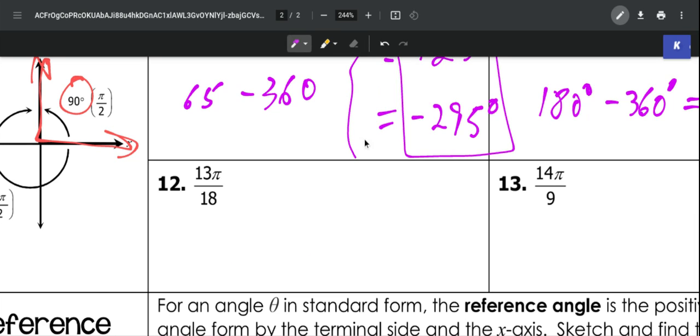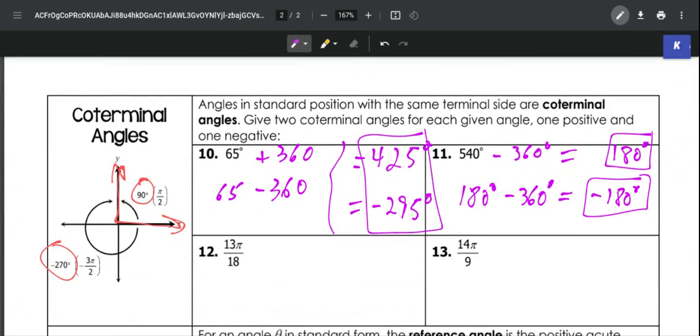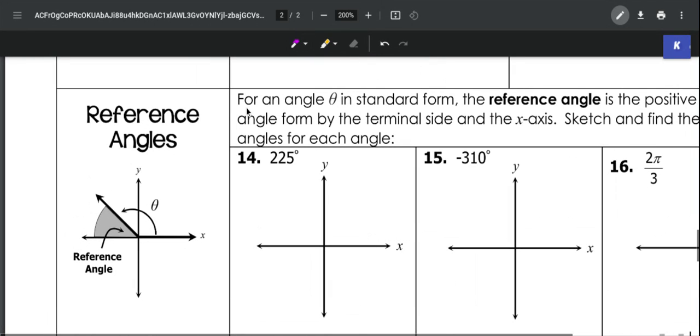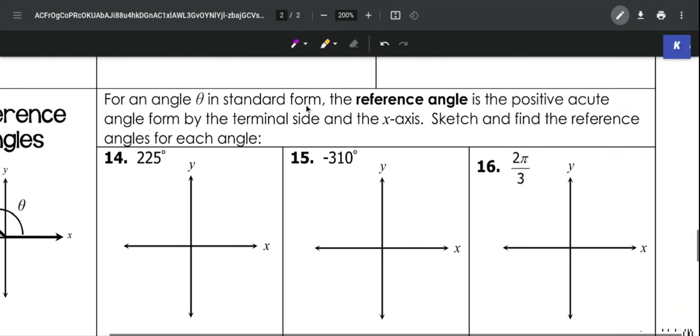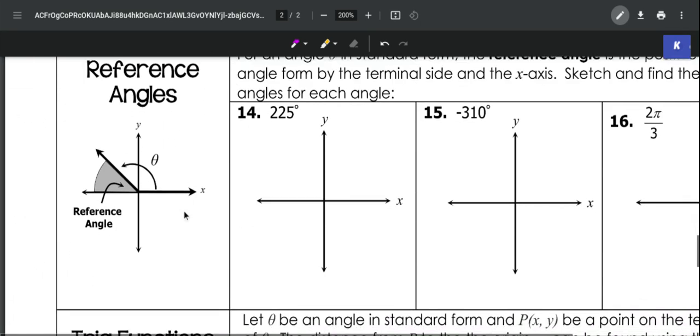So that's coterminal angles. And I'm going to try to go back over this in class because I know it may be a little bit confusing. Next, we have a reference angle. So for an angle theta in standard form, the reference angle is the positive acute angle formed by the terminal side and the x-axis. So if we go over here, we have a good look at that.